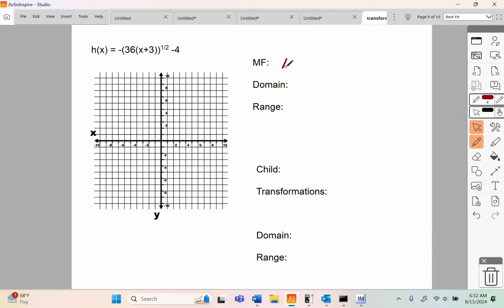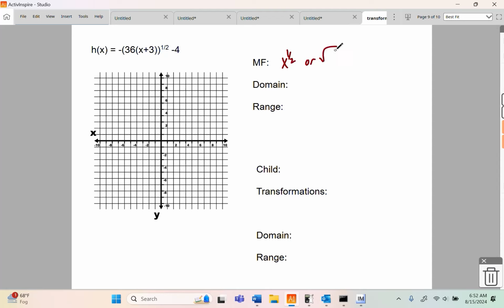The mom function here is x to the 1/2 or square root x. Square root of 0 is 0. The square root of 1 is 1. Square root of 4 happens to be 2. That's a nice little point there. Helps you get more shape on it.